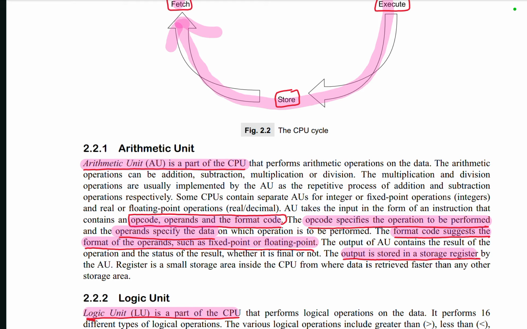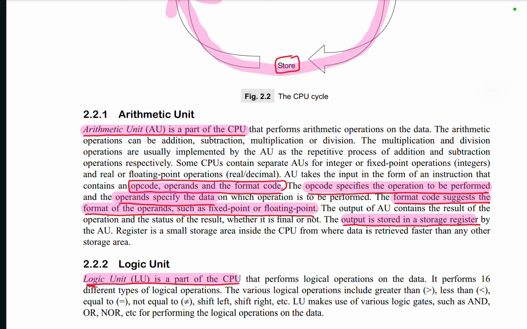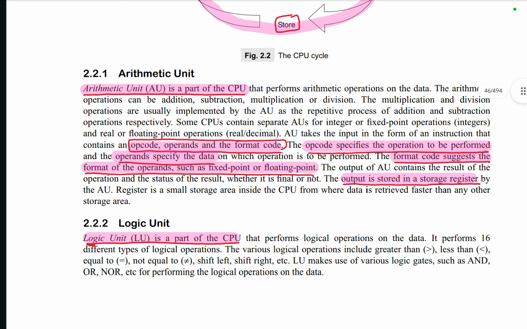Opcode specifies the operation to be performed. Operands specify the data. Format code suggests the format of the operands, such as fixed point or floating point. Output is stored in a storage register.